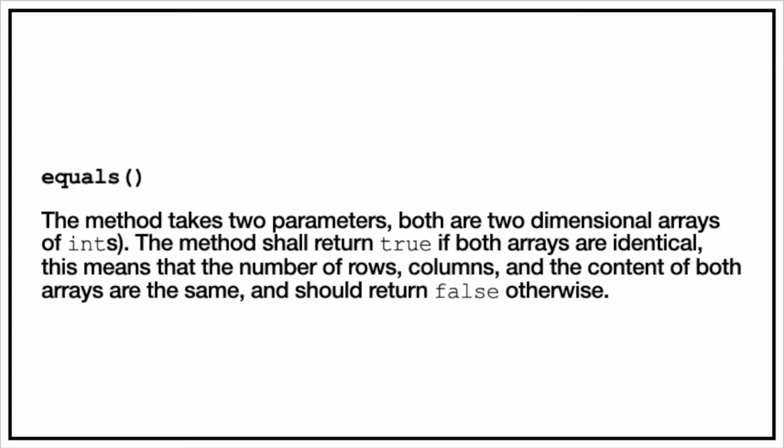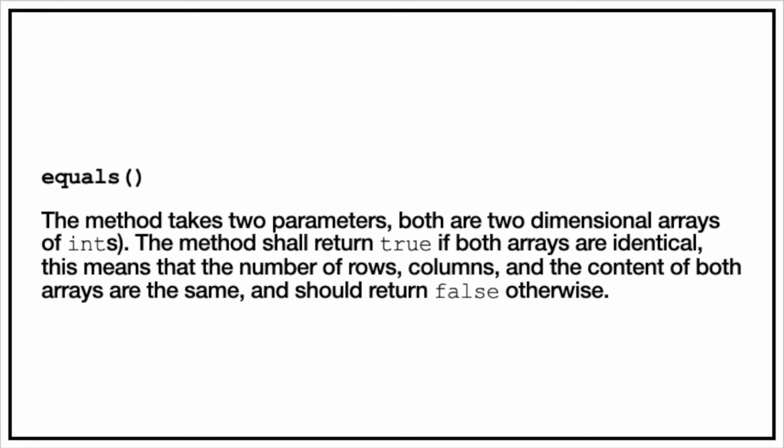The equals method is a method that will take two-dimensional arrays as parameters, and it will check index by index in order to check if both arrays are the same. So in other words, if both arrays are identical, this means the number of rows, the number of columns, and the content are the same from both arrays. If that is true, then your method shall return true. Otherwise, it should return false.